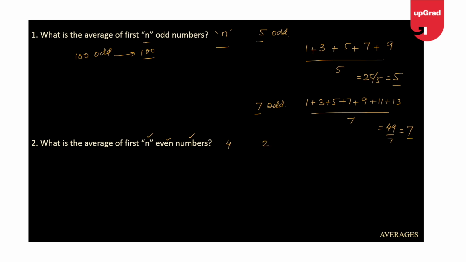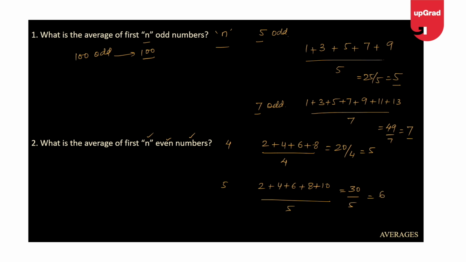Now first 4 even numbers would be 2, 4, 6 and 8. And when I have to divide it by 4 to calculate the average, what do I get? I'll be getting 20 divided by 4, and which means my average is 5. Let's take first 5 even numbers. So it will be 2 plus 4 plus 6 plus 8 plus 10 divided by 5. What do I get? 2 plus 4, 6, 6 plus 6, 12, and anyways, this is going to be 30 divided by 5, and my answer is 6.